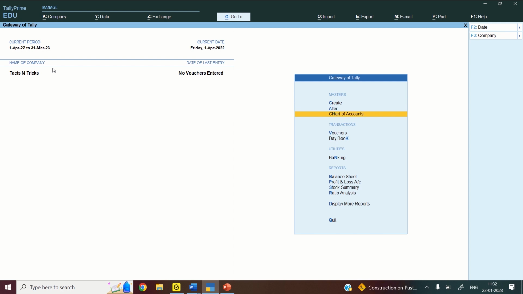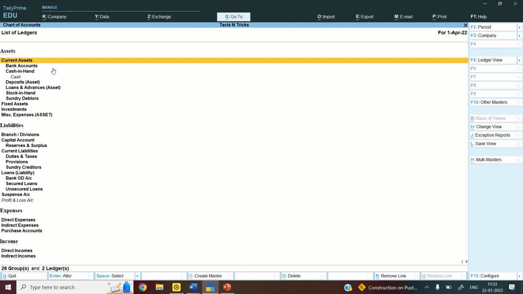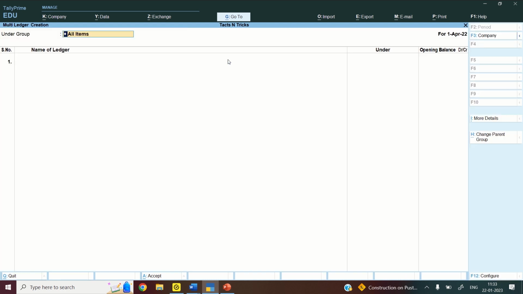So there are so many ledgers together, so I will go to chart of accounts, and then I will go to ledgers. Then here I will go to multi-masters. You can either press Alt plus H, because whenever a single underline is given under any alphabet, it means Alt plus that alphabet. So you can either press Alt plus H, or you can go to multi-masters, and then you can go to multi-create.